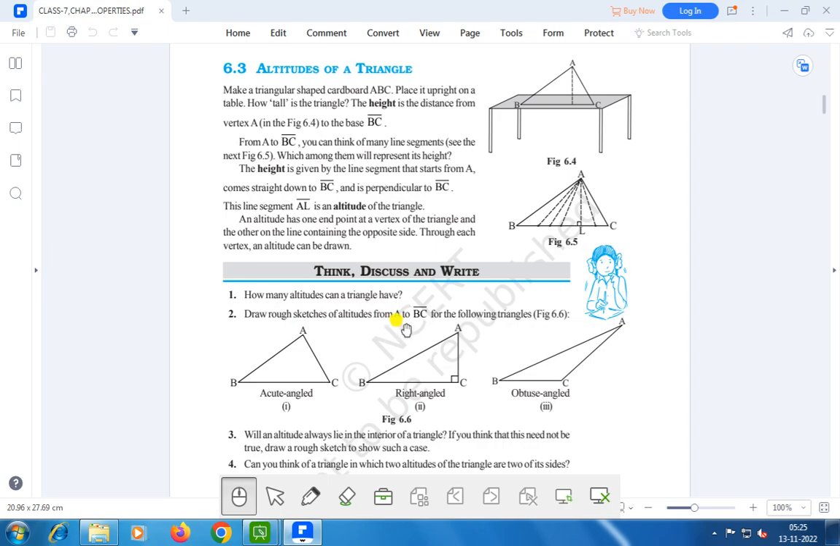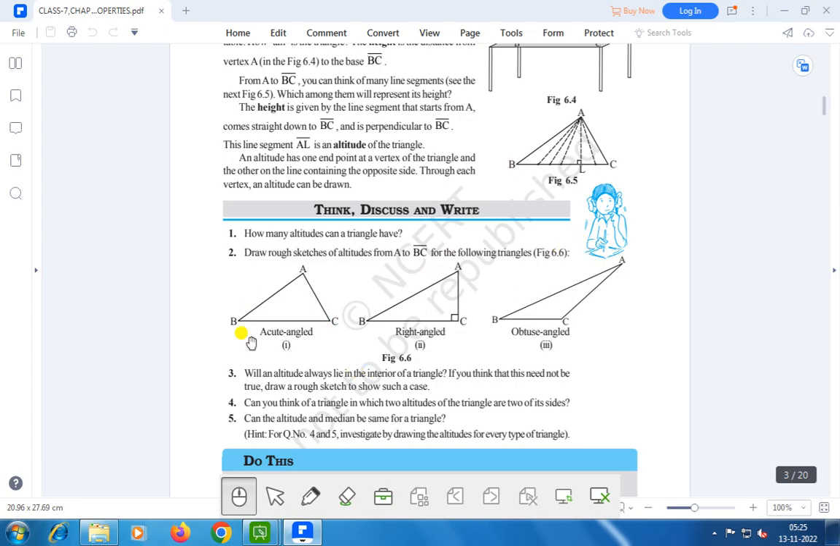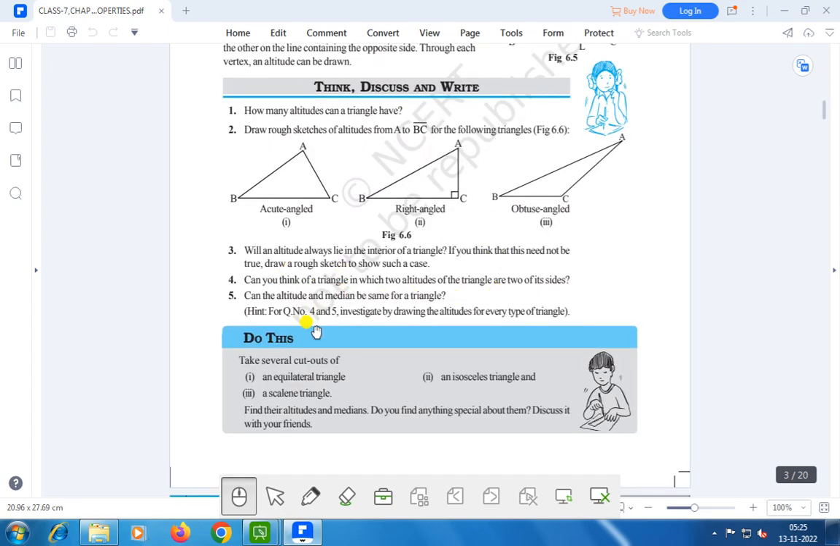Make rough sketches of the altitude from A to BC for the following triangles. You have to make the altitudes of the triangle, right? Will an altitude always lie in the interior of a triangle? If you think that this need not be true, draw a rough sketch to show such a case. Can you think of a triangle in which two altitudes are two of its sides? Yes. In a right angle triangle, you can see that two altitudes of the triangle are two of its sides. Can the altitude and median be the same for a triangle? Yes, it may be the same in some cases, right?